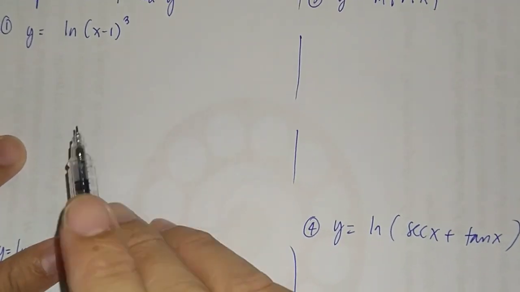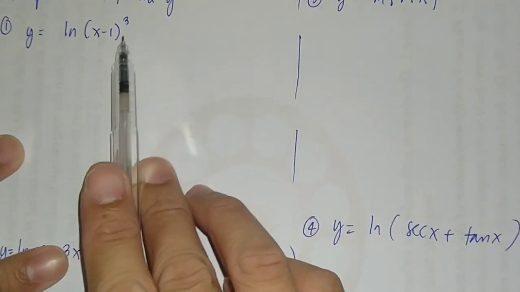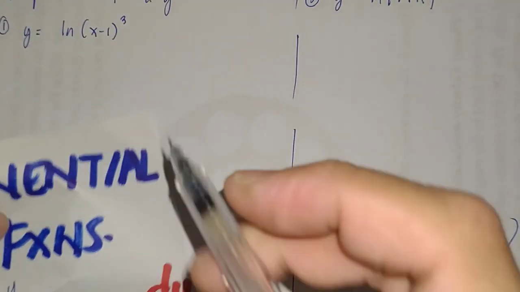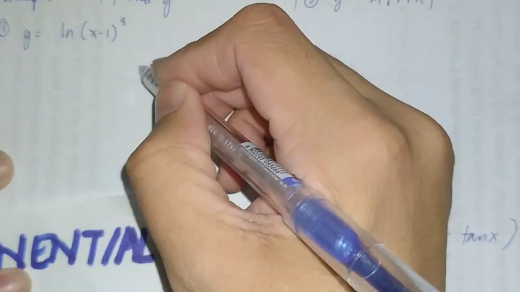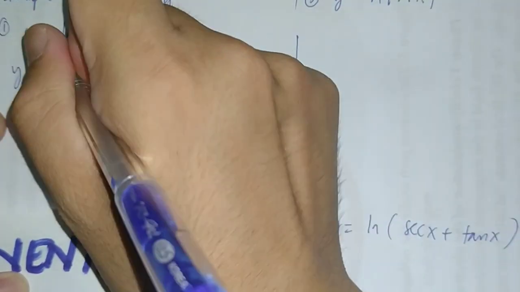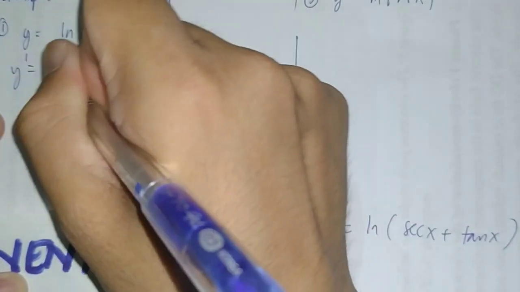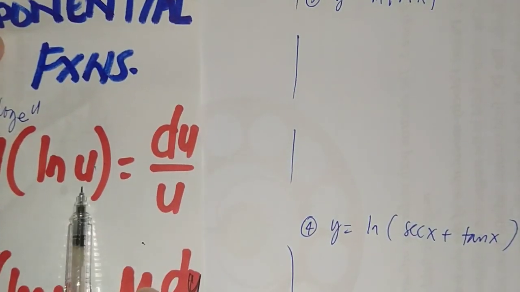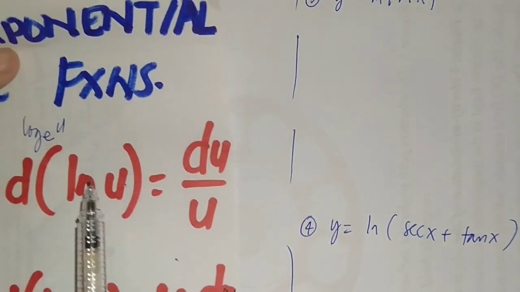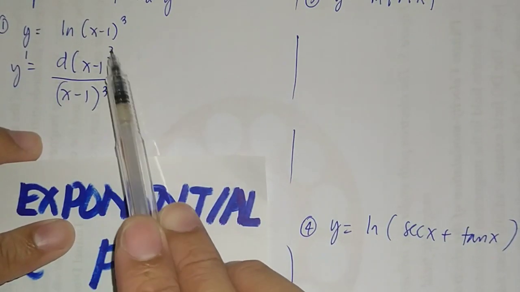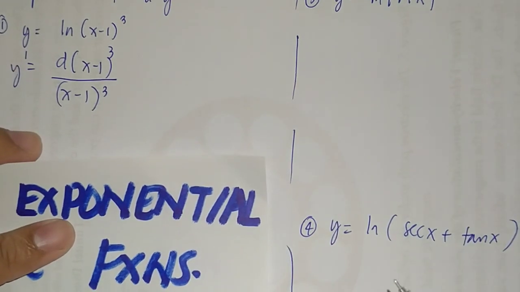Okay, so example number 1, I have here y is equal to ln (x minus 1) to the third power. So, ang ating formula para sa ln of something, so ito yung magiging something ko. So, ang formula ko lang is y prime is equal to derivative of that something, (x minus 1) raised to the third power, over that (x minus 1) to the third power. So, because ln u is simply derivative of u over u. So, since u here is (x minus 1) to the third, that's derivative of (x minus 1) to the third over (x minus 1) to the third.